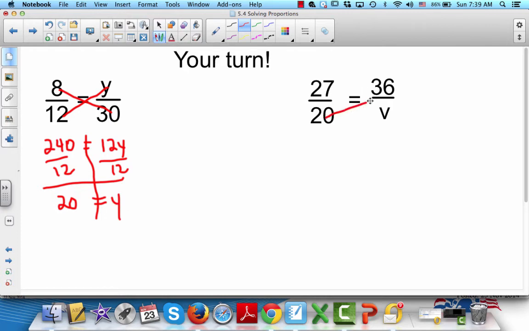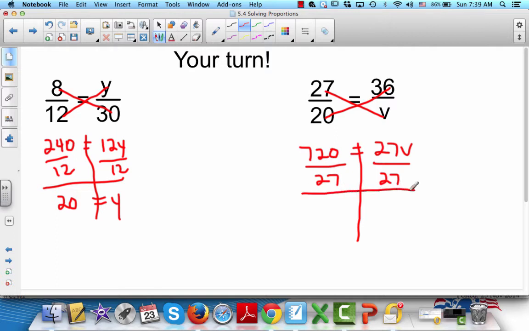All right, this time we go 20 times 36, which gives us 720, equals 27 times V. Then we draw our line down the middle, divide both sides by 27, and we get V equals... I bet that's going to be 25, but let's see, 720 divided by 27, it can't be 25.